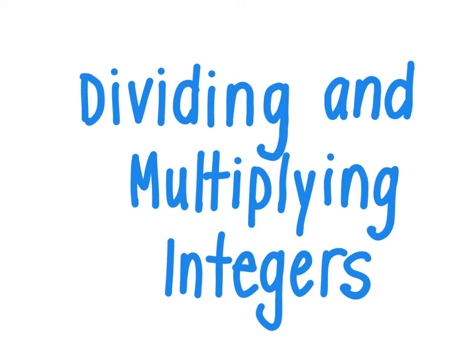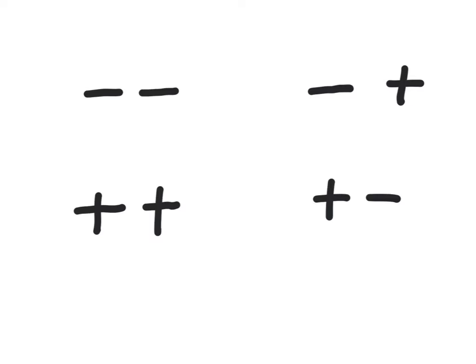Hi everyone, this will be a quick review of how to divide and multiply integers. You'll remember these rules from when you were simplifying double signs as you were adding and subtracting integers. If you have two items that are being multiplied or divided and they are the same, then you are going to wind up with a positive.